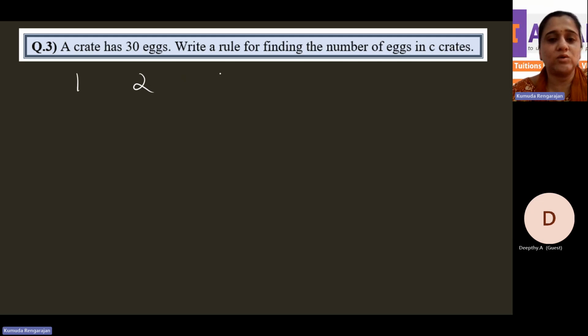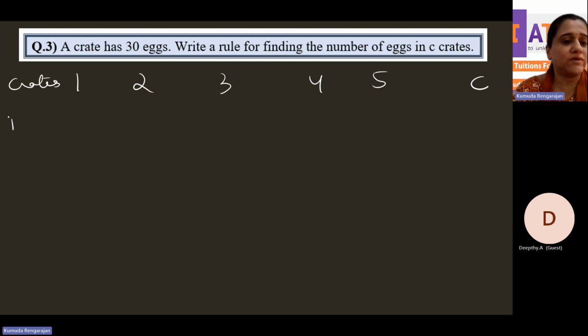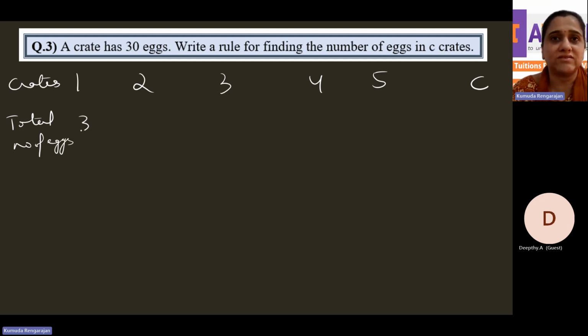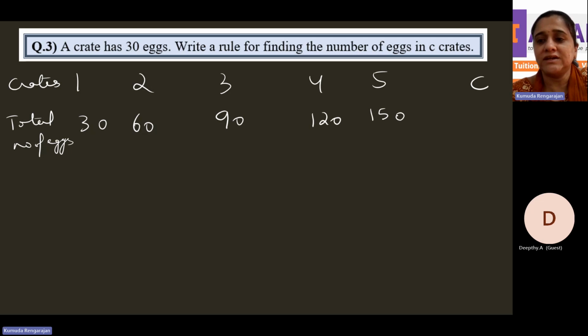So let me write here 1, 2, 3, 4, 5 and C crates. This is crates, and this is the total number of eggs. 1 crate, 30 eggs. 2 crates, 30 into 2, 60 eggs. 3 crates, 30 into 3, 90. 4 crates, 30 into 4, 120. 30 into 5, 150. 30 into C, 30C.